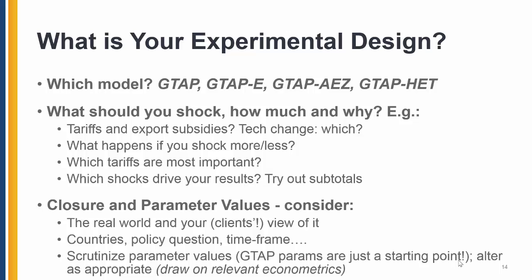And of course, along the way, you can use the subtotals feature to figure out which of those shocks is most important in determining an endogenous variable. The closure and parameter values are obviously also important, and it's important both to draw on relevant econometrics literature and potentially to engage with colleagues doing econometrics to get better estimates of the one or two key parameters for the problem at hand.